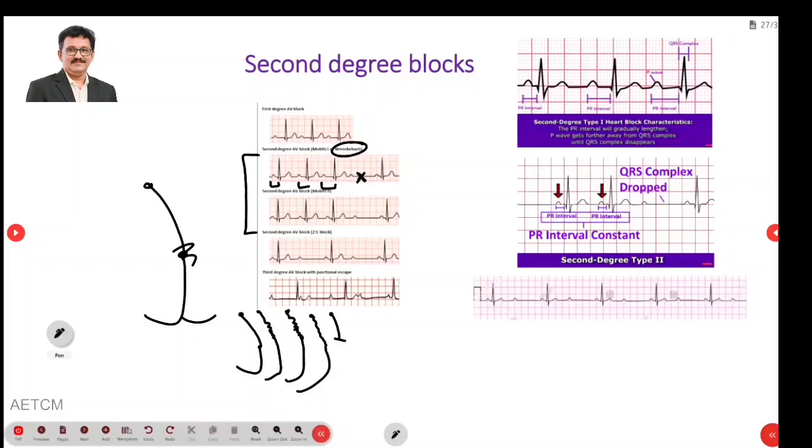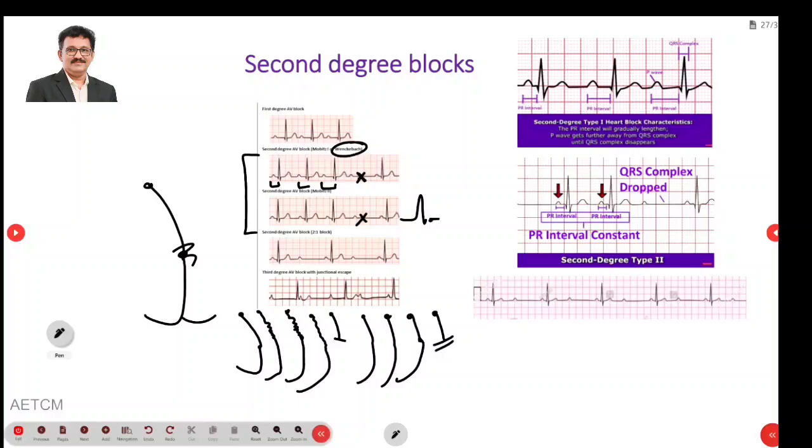Whereas in the other one, conduction was normal in all the beats, and suddenly one is dropped. Occasionally, if you are not getting a QRS complex, it doesn't matter, it will not create much of a problem for the patient. But if that comes very frequently, every second or third beat being dropped, then the patient will become symptomatic. This is called high grade second degree heart block.